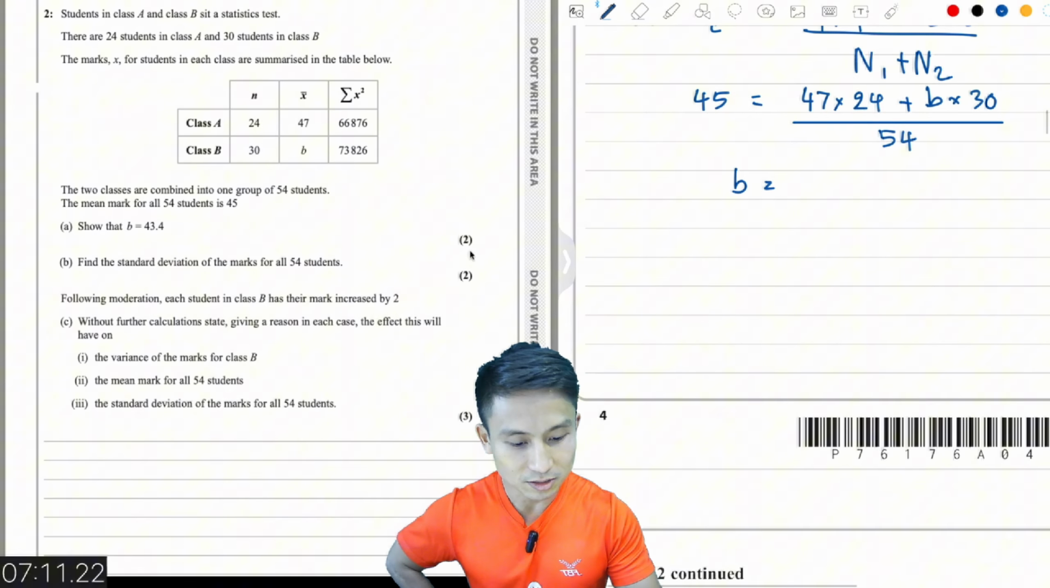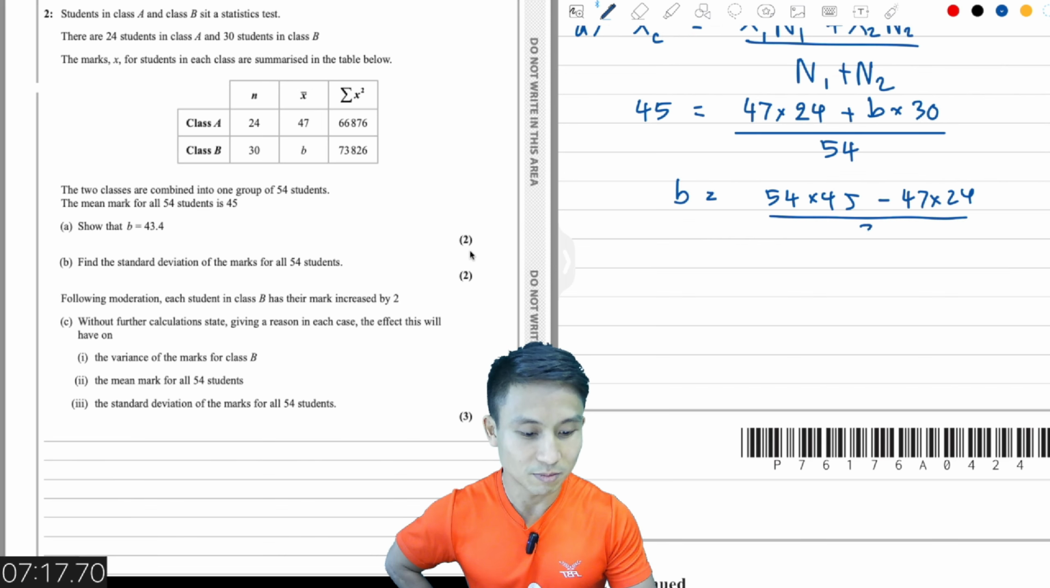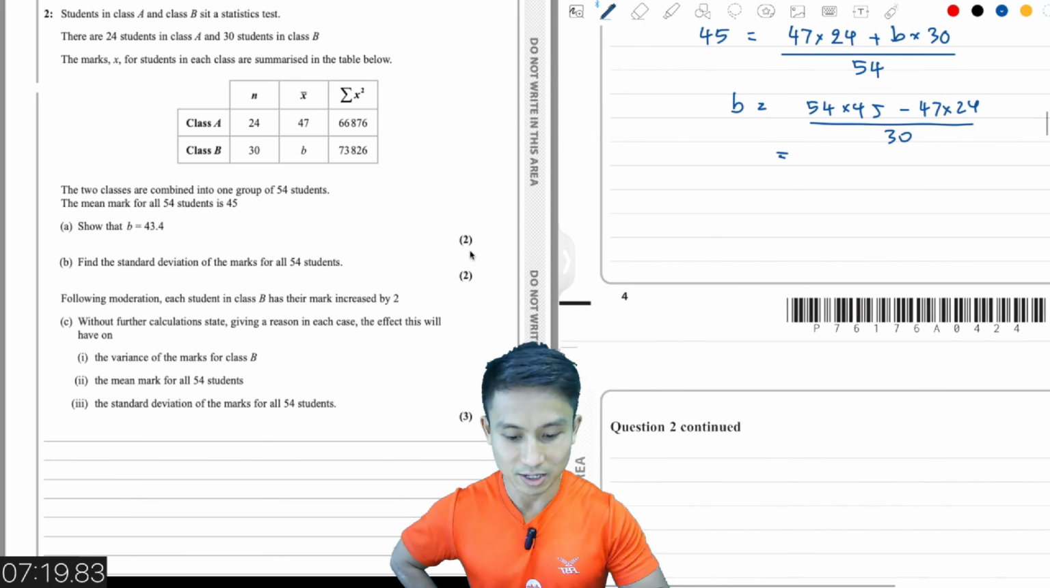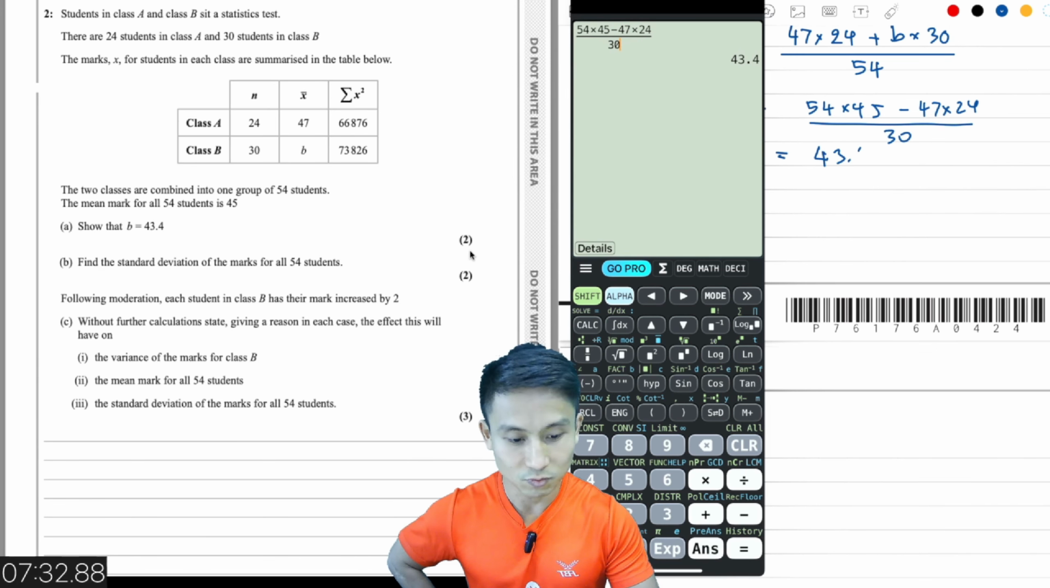So B is just 54 times 45 minus 47 times 24, divided by 30. Just basically solving the algebra there. Yeah, so I'm just going to do fraction: 54 times 45 minus 47 times 24 divided by 30. Yeah, which gives me exactly what we want. Okay.